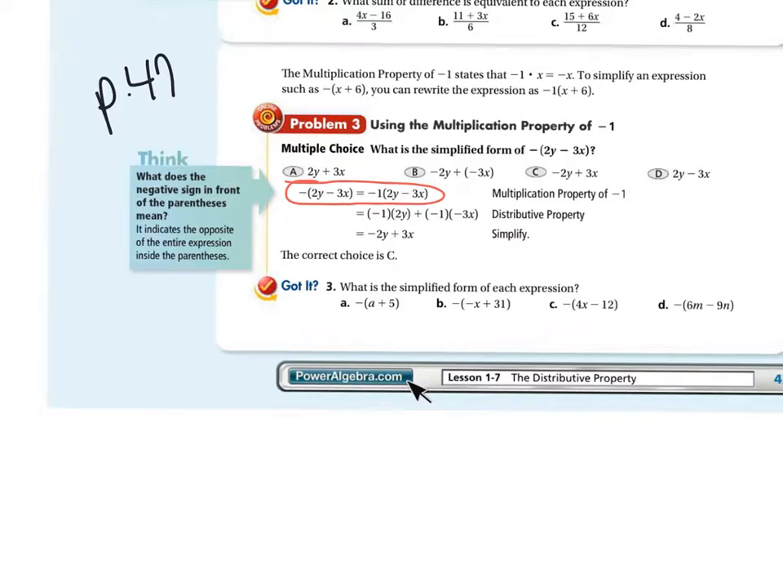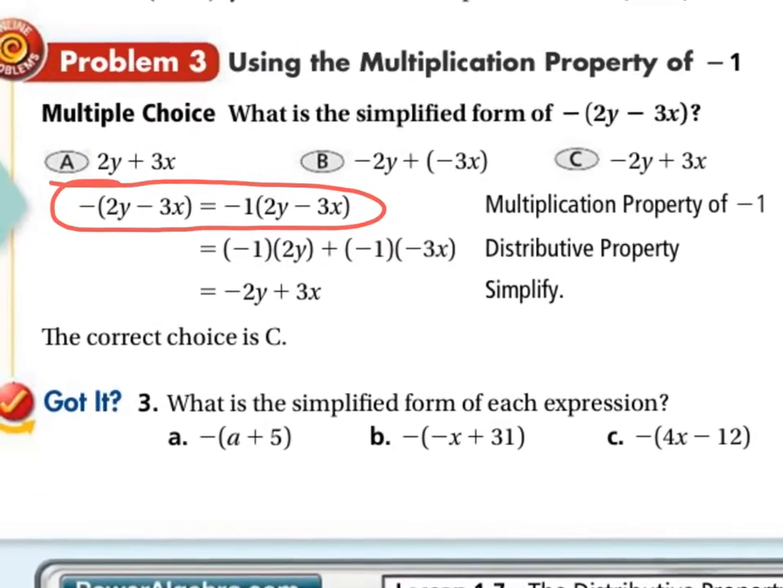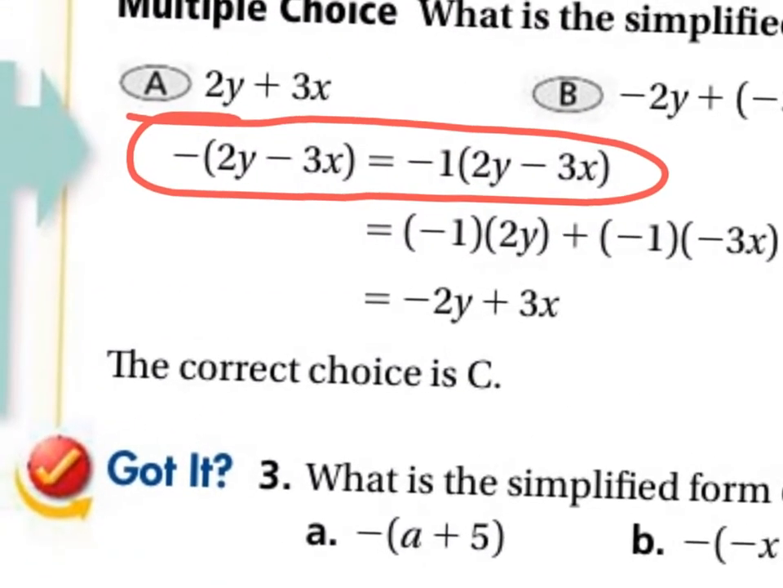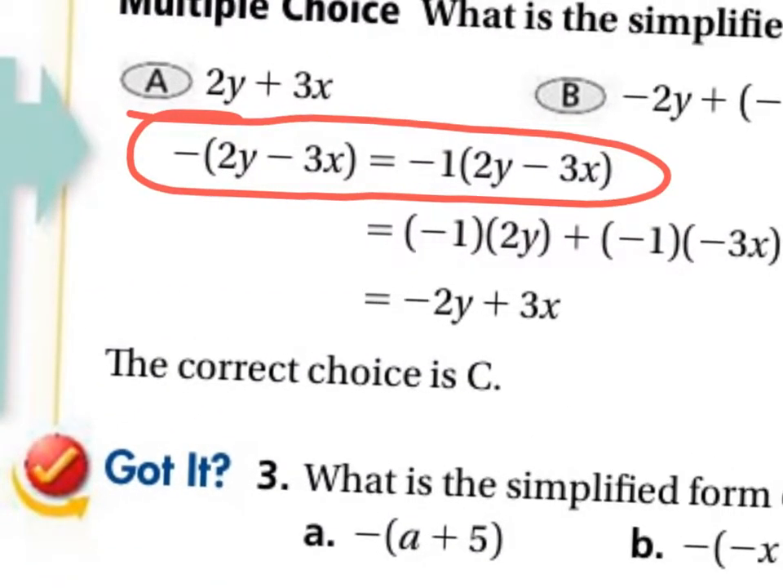Continuing lesson 1.7 on the distributive property, if you look at page 47, problem 3, they're asking us what the simplified form of this is. So there's a negative out in front of the parentheses here. Probably the easiest way for us to look at this is that next to that negative we can put a 1. So we can say that's the same as negative 1 times the quantity 2y minus 3x.